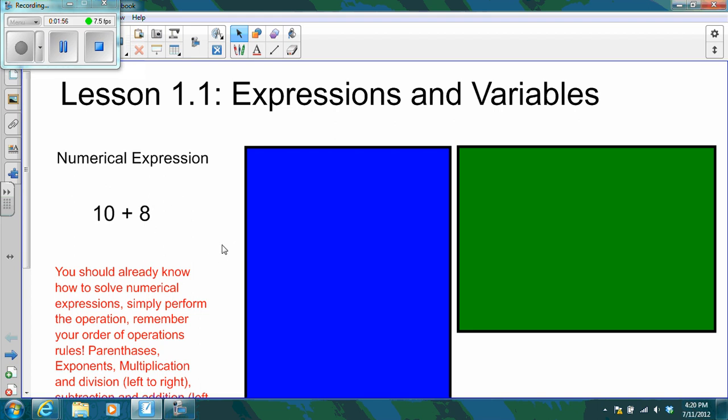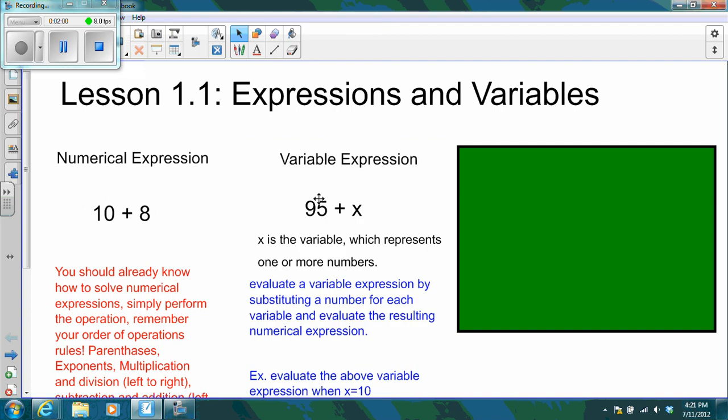But now that we're starting with our pre-algebra course, we're going to be working with variable expressions. So an example of a variable expression is one of these expressions that actually includes a variable, which is the letter portion that's representing one or more numbers. So in this case, we have 95 plus x, where x is our variable. And we can solve and evaluate these expressions by substituting a number for each of the variables.